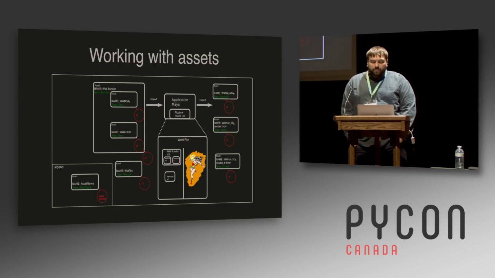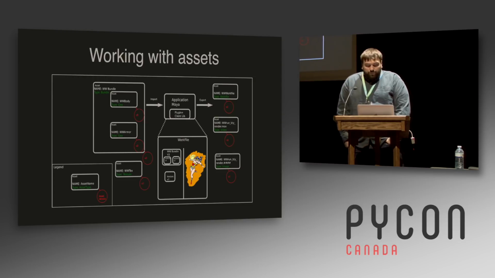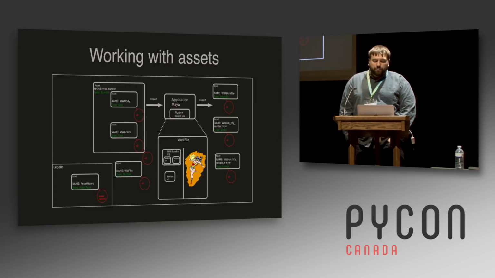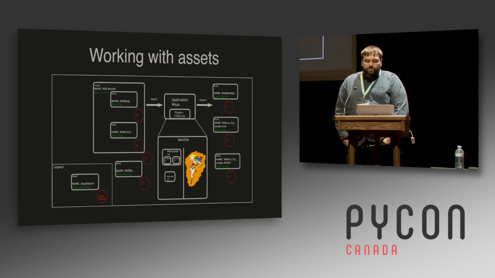When the artist is done, she exports new assets for other departments to consume. In this example, the artist is exporting the My Work file, a video, and a rendered image. A layout artist down the pipeline can now import this textured model into his scene.